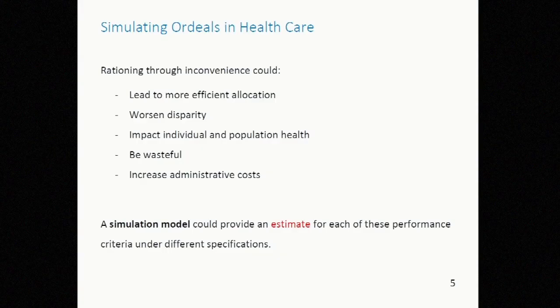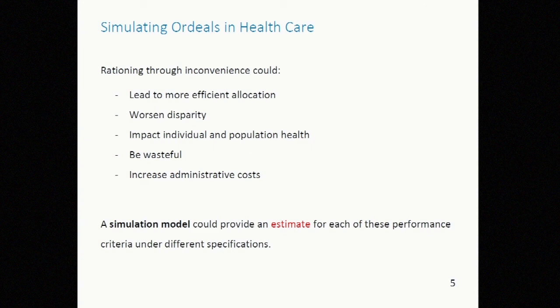So in the context of ordeals, we learned that ordeals or rationing by inconvenience could lead to more efficient allocation. It could worsen disparity, and would impact individual and population health. It could be wasteful because people have to fill out forms. It could increase administration costs. The maybe advantage of simulation model is that now we can assign numbers to these criteria.